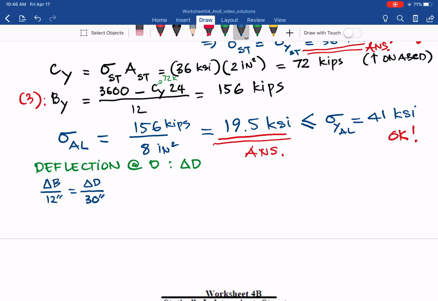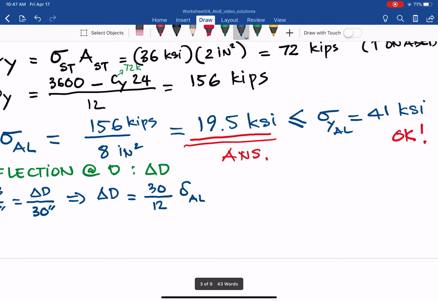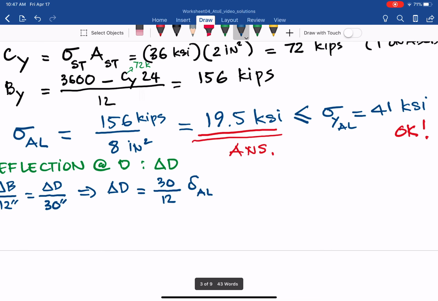So you see this is a long solution, right? But that's what we need to do. And delta D is equal to 30 divided by 12 times delta B, so that will be delta of the aluminum. And why can we use that? Because the aluminum is still in the elastic region, because its stress of 19.5 ksi is less than the aluminum yield stress, which is 41 ksi.